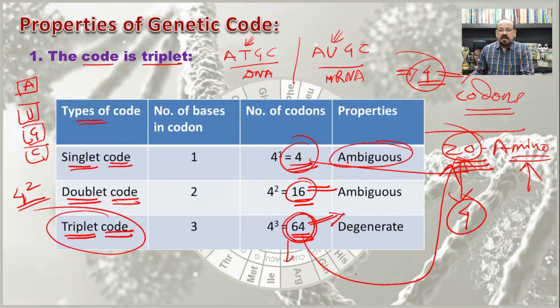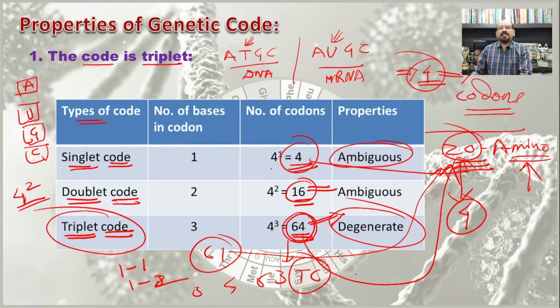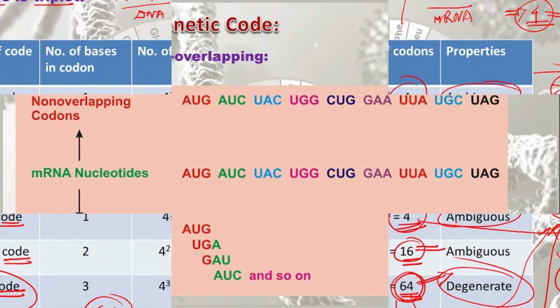Earlier we have seen that out of 64, 3 are termination codons. It means that 61 codons are engaged in specifying the 20 amino acids. One amino acid may be specified by 1, 2, 3, 4 or 6 codons. So more than one codon can be used to specify the same amino acid. Such a property of the genetic code is known as the degeneracy of the genetic code, that we will see in the upcoming slide.